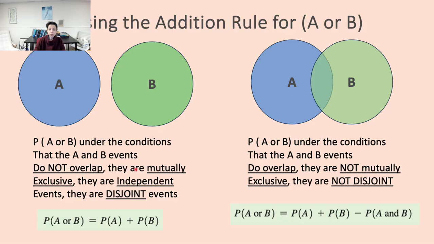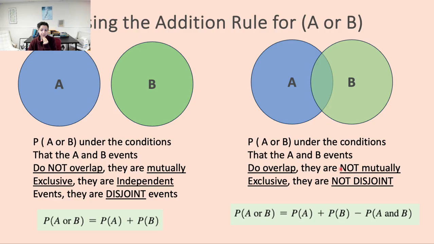They are also described as being independent events. One doesn't depend on the other. Another way to say it is that they are disjoint. They do not overlap at all. And if A and B do not overlap at all, it makes the addition rule much simpler. We can determine the probability of A or B is equal to simply the probability of A plus the probability of B.